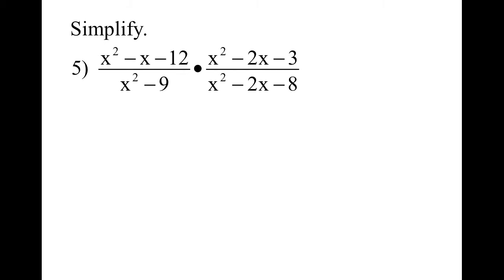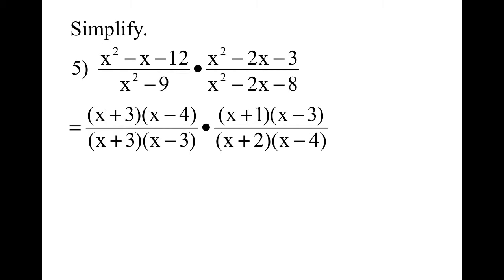All right, now check your work. The top fraction factored out to x plus 3 times x minus 4 over x plus 3 times x minus 3. That was a difference of squares. In the next one, x squared minus 2x minus 3, that factors out to x plus 1 times x minus 3. And the bottom, second denominator, factors out to x plus 2 times the quantity of x minus 4.